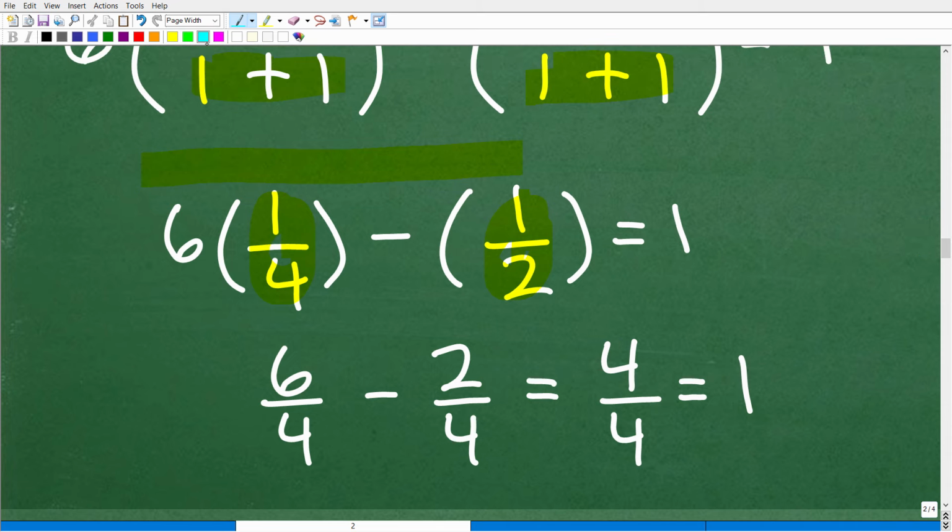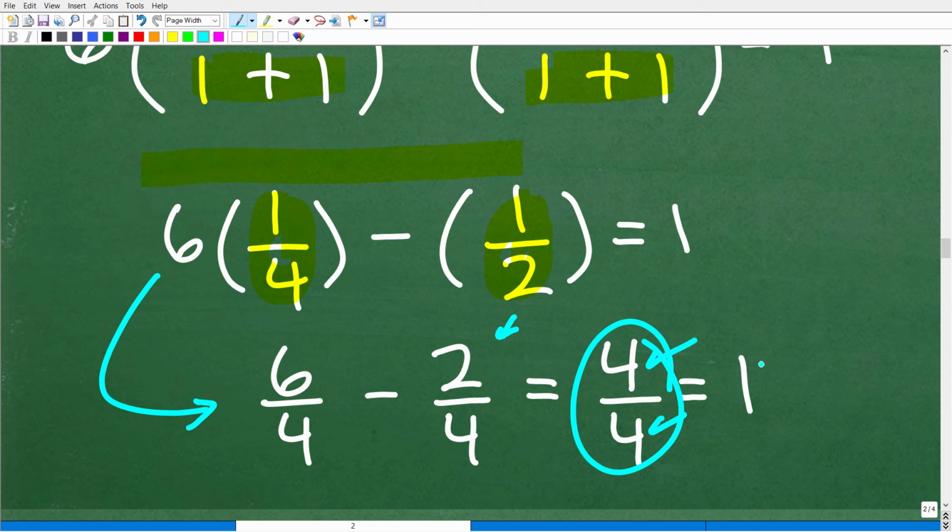So let's go ahead and finish this up. I have 6 times 1/4, that's 6/4, minus 1/2. 1/2 is the same thing as 2 over 4. Now these fractions both have the same denominator. So 6 minus 2 is 4. So 4 over 4, 4 divided by 4 is in fact 1.